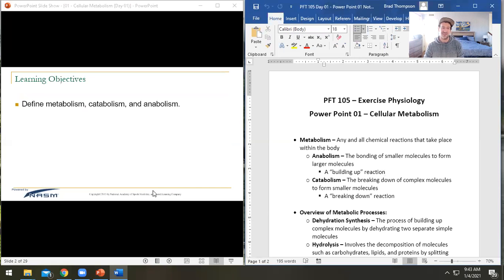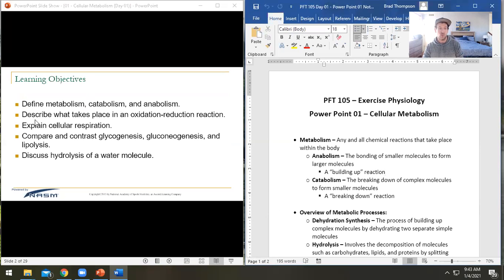Our objectives for today: we want to be able to define metabolism and its two components, its two directions, anabolism and catabolism. So metabolism is like the big version, and then it goes either that way or that way. There's no middle one. And that's anabolism and catabolism.